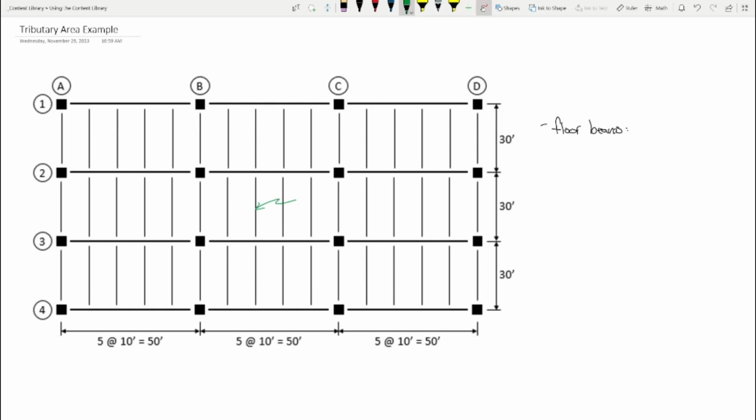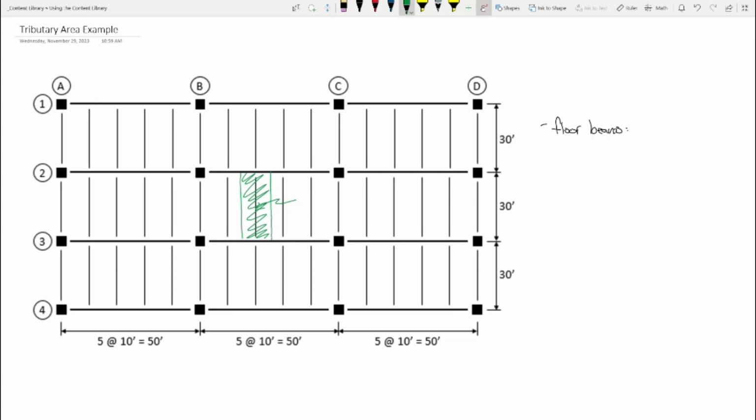And I want to draw the tributary area for that floor beam. Okay, so here's the floor beam. How long is the floor beam? Let's make sure we're paying attention. 30 feet. So it's a 30-foot long beam. And I'm going to draw the tributary area. I propose the tributary area is halfway to the next beam, halfway to this beam. Okay? So the tributary area for this element is like that. Okay?